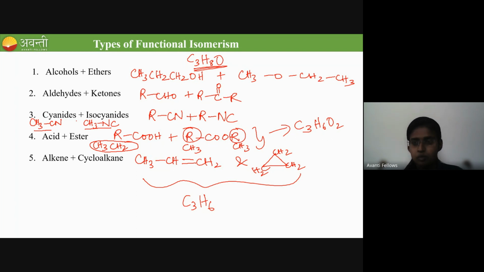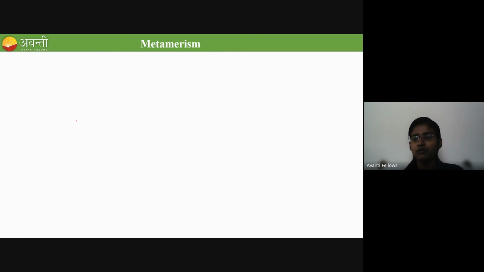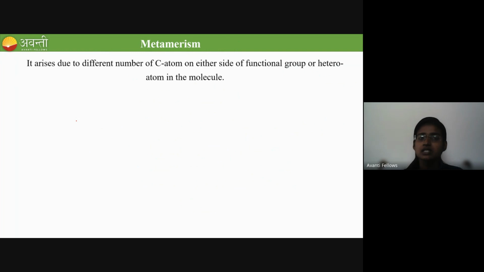So let me move on to the fourth type of isomerism under structural isomerism, which is called metamerism. Metamerism is the fourth classification of structural isomerism. Metamerism arises due to different number of carbon atoms on either side of the functional group or heteroatom in the molecule. Let me take an example.